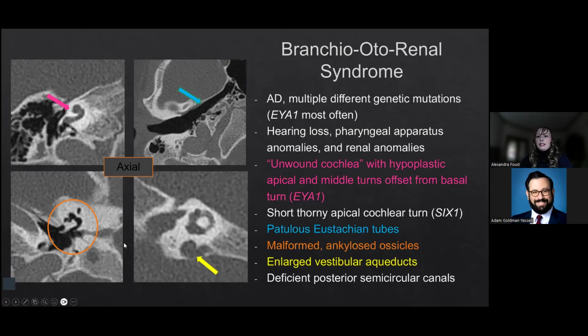They do have a propensity for ossicular anomalies and enlargement of the vestibular aqueducts. I'm showing you here some ankylosis between the ossicular chain and the middle ear cavity, and a big vestibular aqueduct. And interestingly, this is one of the syndromes that tends to have absence of the posterior semicircular canals, which is pretty unusual. Only a couple of things do that. So if you do see that, particularly in conjunction with a big vestibular aqueduct and unwound cochlea, you can have a decent level of suspicion that you might be dealing with brachio-otorenal syndrome.